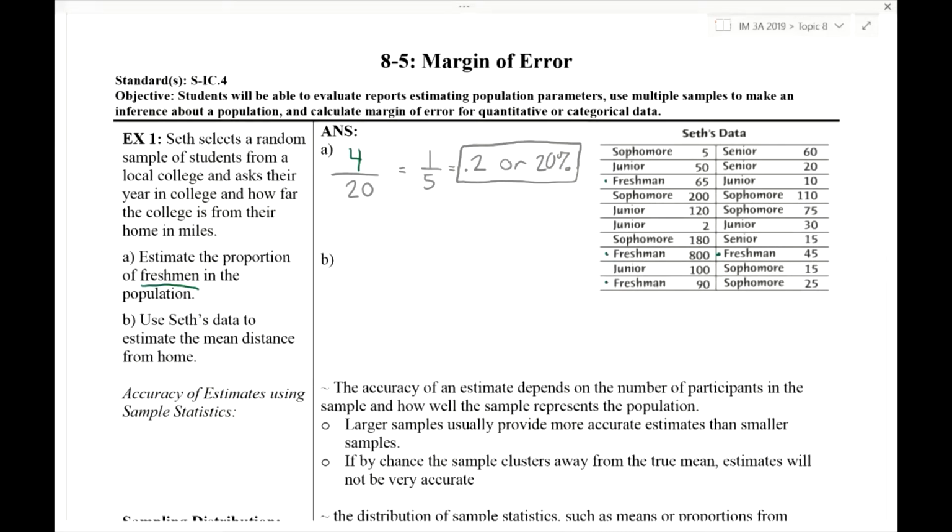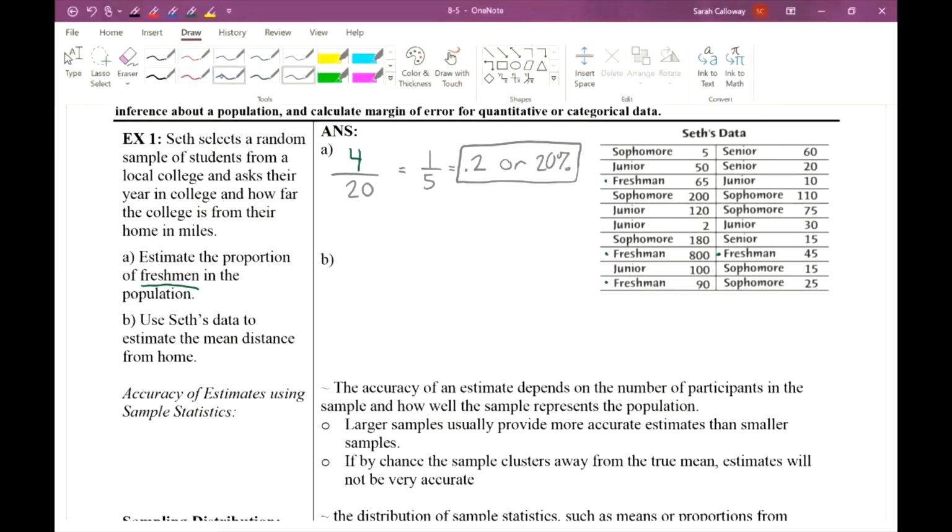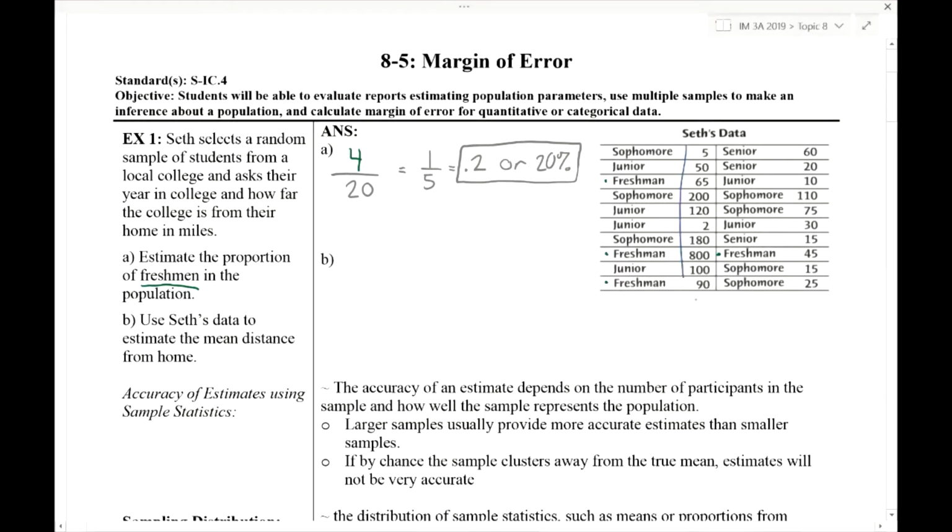The next thing we're going to do is use Seth's data to estimate the mean distance from home. And so what that means is that we're going to take all of the numbers, because those represent their miles from home, and we're going to add them all together. So we're going to add each of those 20 data points together and see what the average distance from home is for this sample of students.